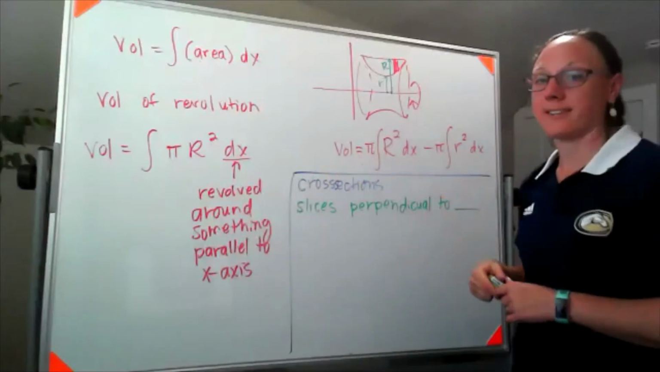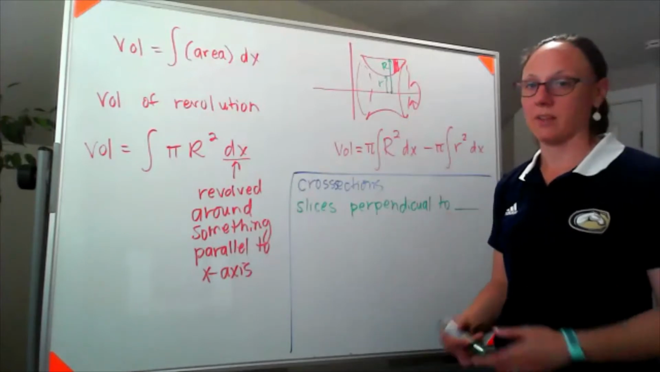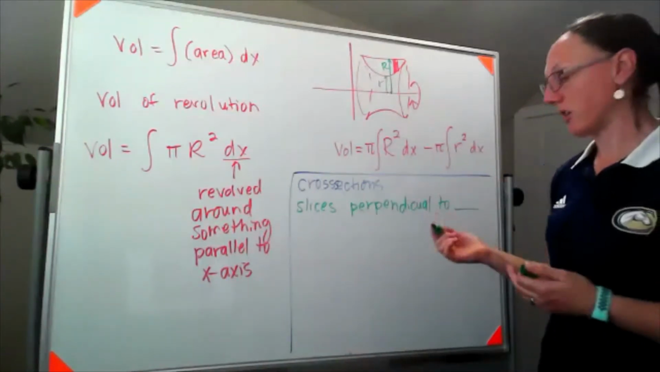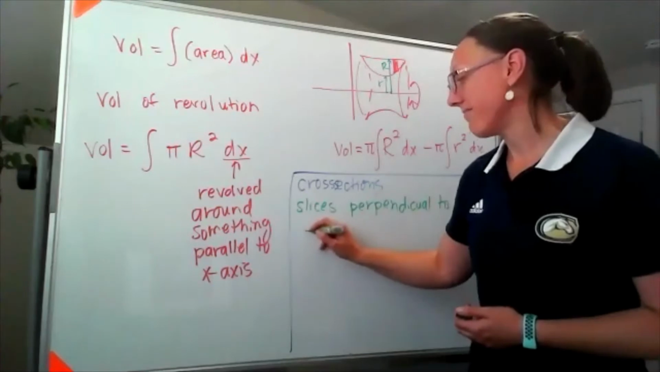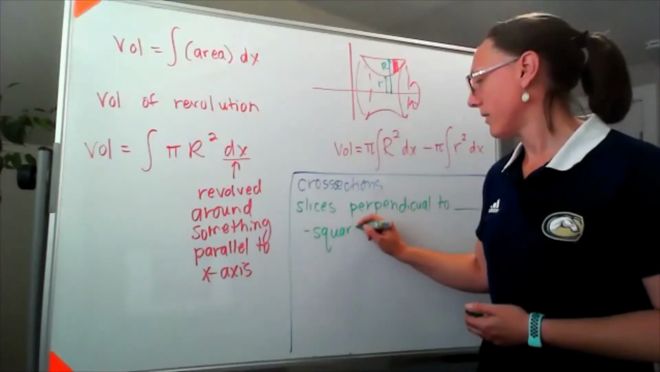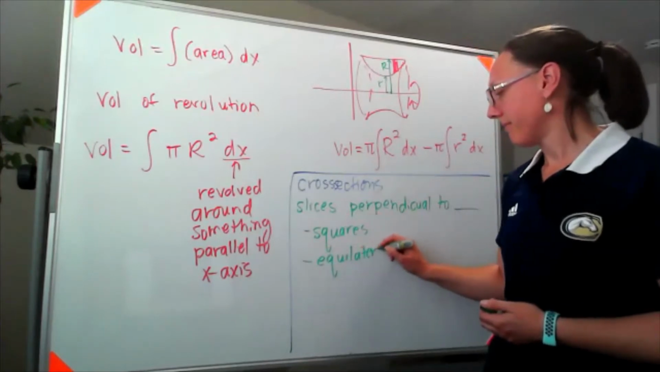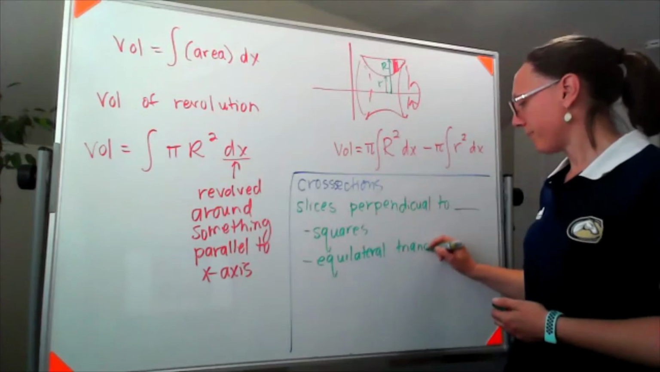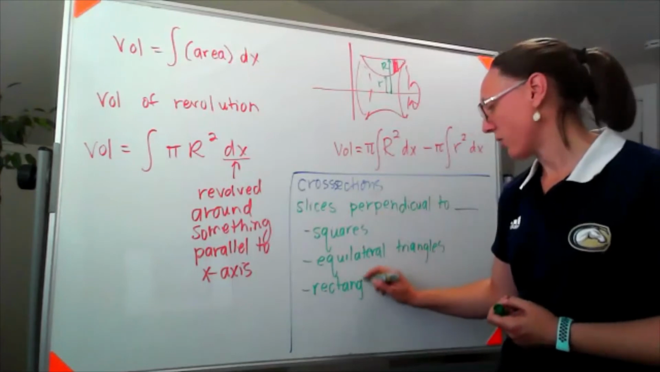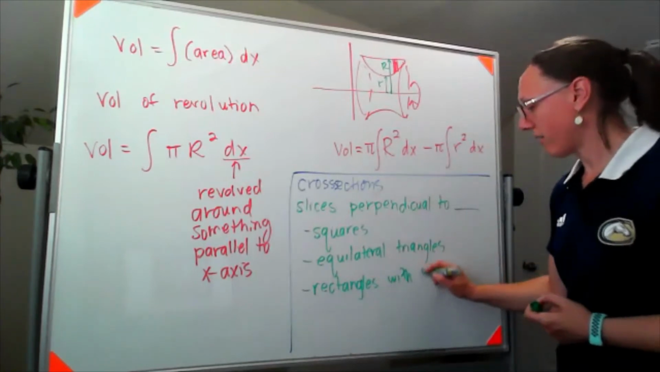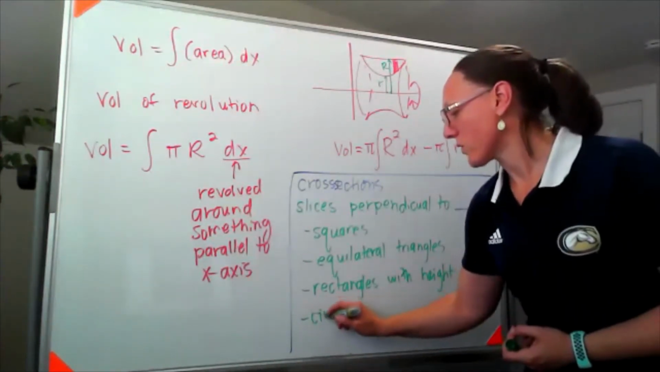And when you're talking about cross sections, the other way to know that it's one of these cross section problems is there will be some sort of geometric shape listed. So it'll tell us that the cross sections or the slices perpendicular to are squares, equilateral triangles, rectangles, and then give you a height. So rectangles with height, fill in a number, circles or semicircles.